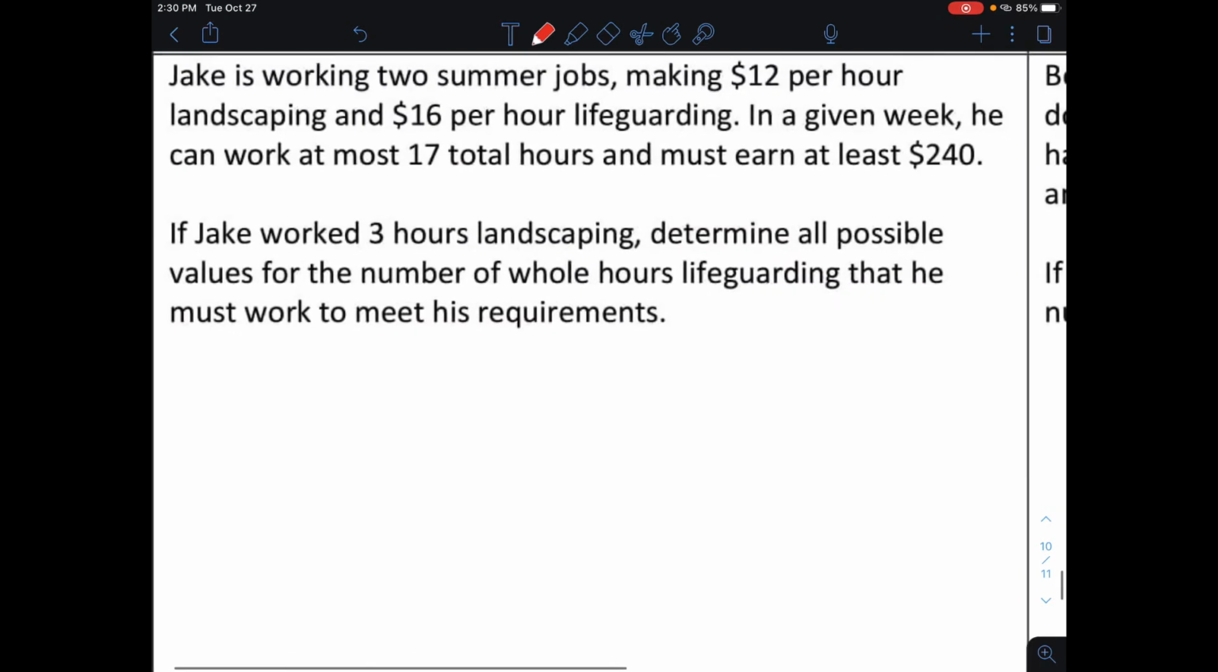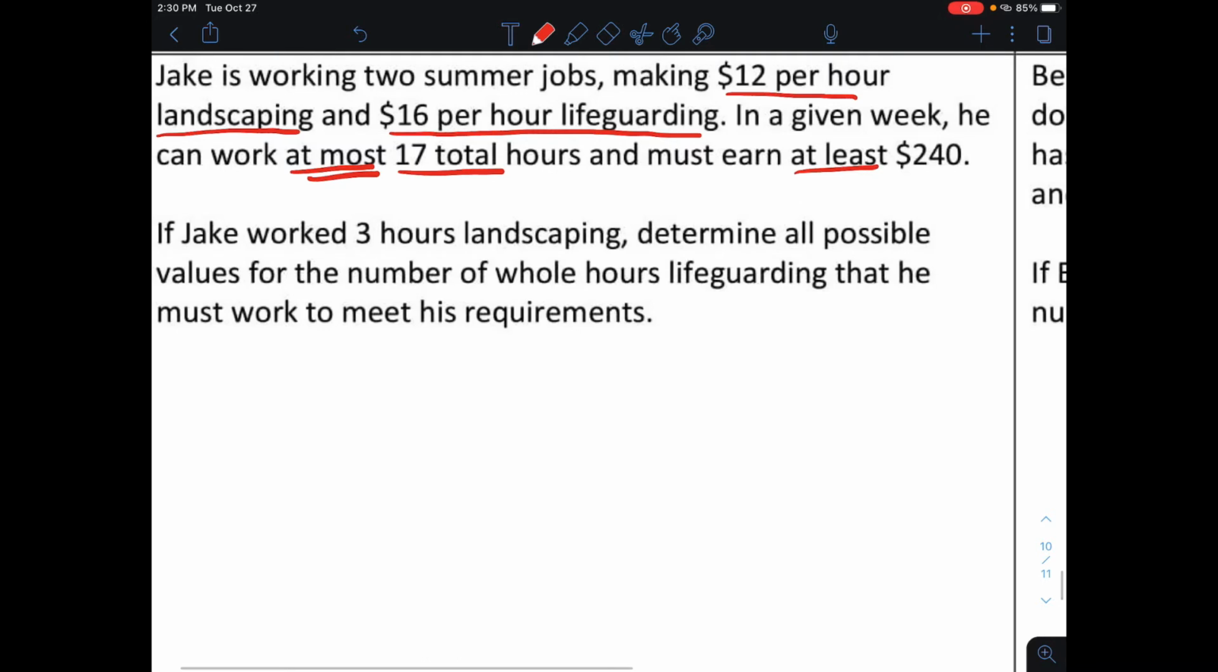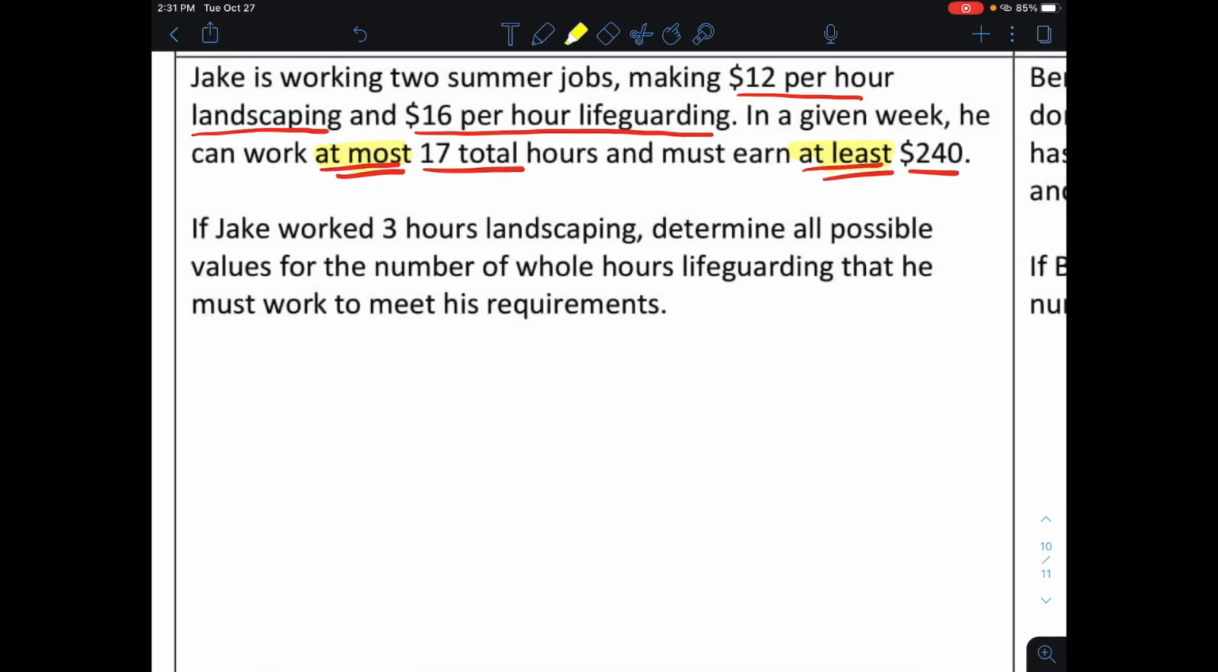All right, new problem here. Jake's working 2 summer jobs, makes $12 an hour landscaping and $16 per hour lifeguarding. In a given week, he can work at most 17 total hours and must earn at least $240. So we're going to have a system of inequalities here because of those key words that we're given, it says at most and at least. So it doesn't equal those two numbers necessarily. It could be greater than or less than, so we're going to have inequalities.